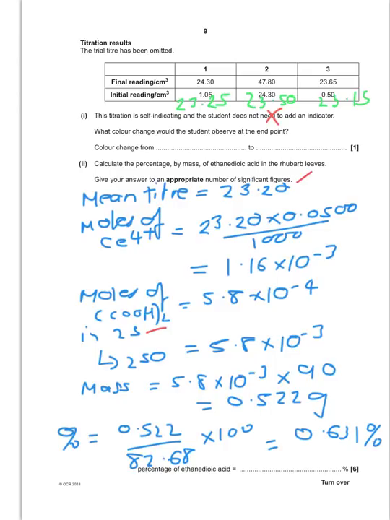and then finally work out your percentage by mass of ethane dioic acid in your rhubarb, and you do that to 3 sig fig, because everything else, as you can see, your readings and the acid concentration of the cerium 4 plus, is to 3 sig fig.